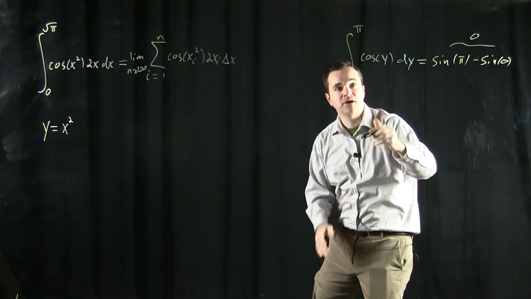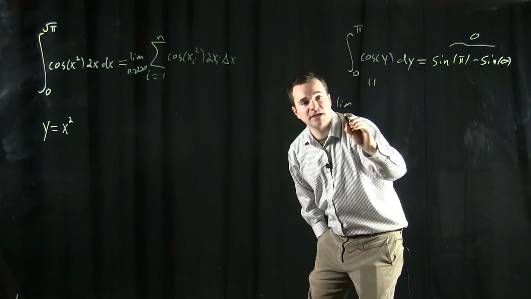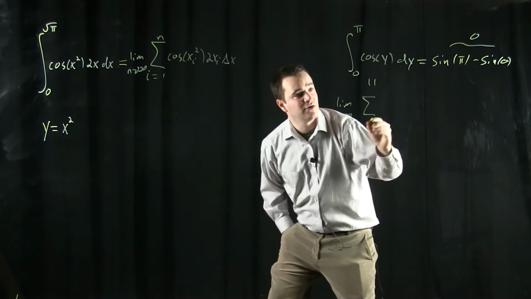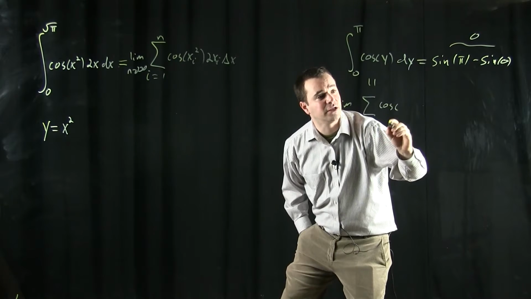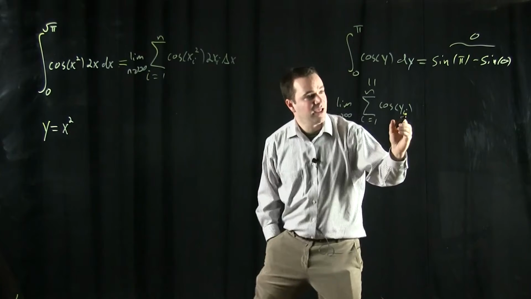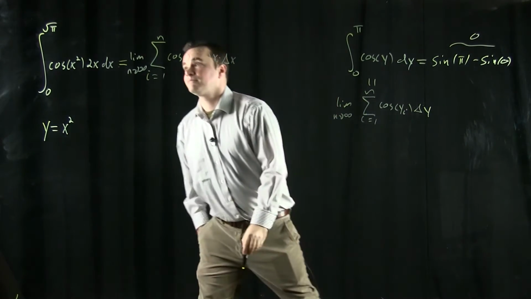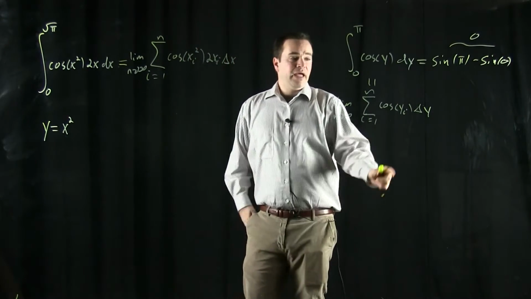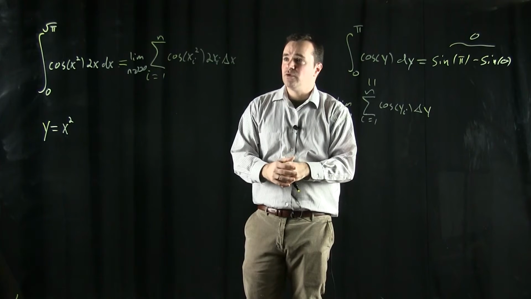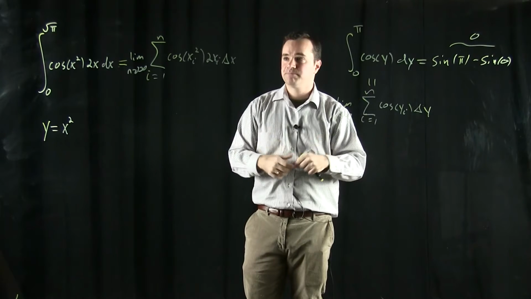Same way over here, this is going to be a limit as n goes to infinity of some approximate area. And in this case, it's just cosine of yi, i goes from 1 to n, and then you've got delta y. And so the assertion of the substitution rule is to say that these two limits are definitely the same.